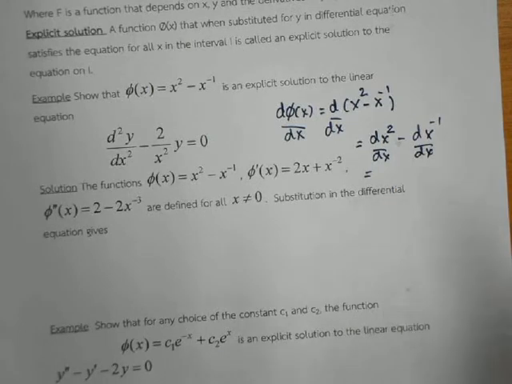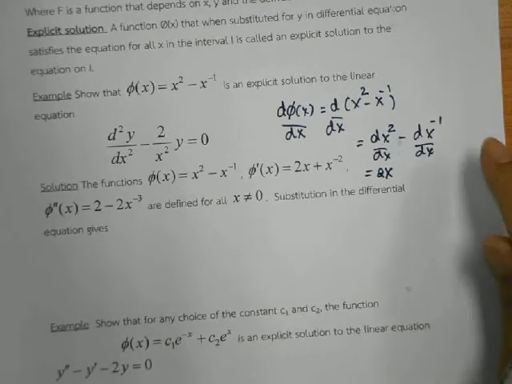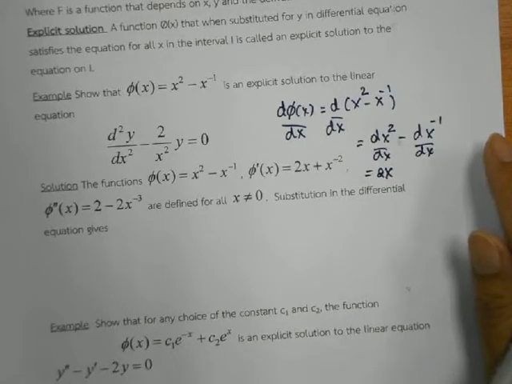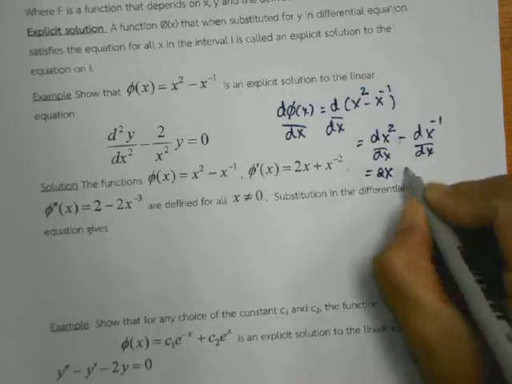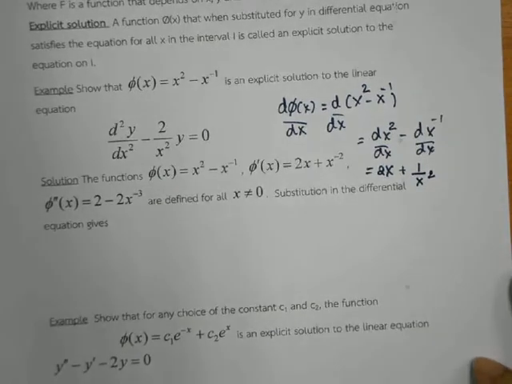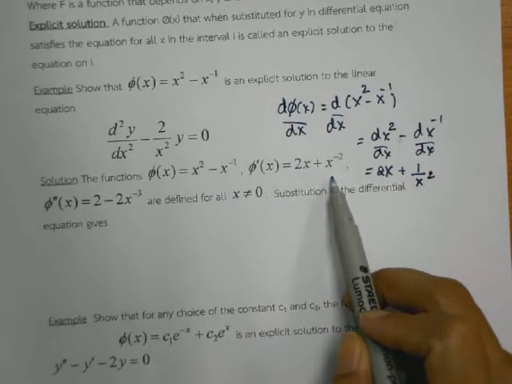You would get d x squared by dx minus d x to the power negative 1 by dx. You differentiate x squared by dx, what do you get? 2x. You differentiate x to the power negative 1, what do you get? 1 plus 1 over x squared, right? Which is equal to this one.